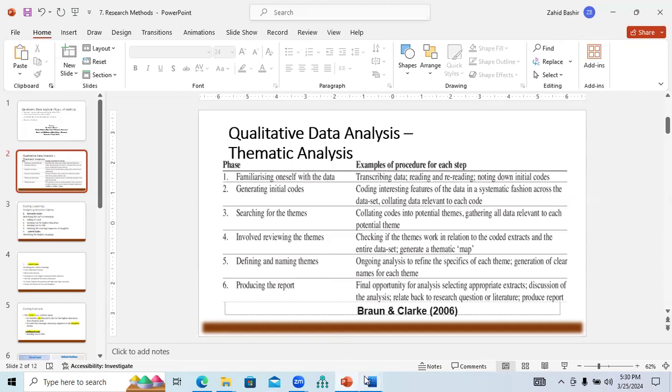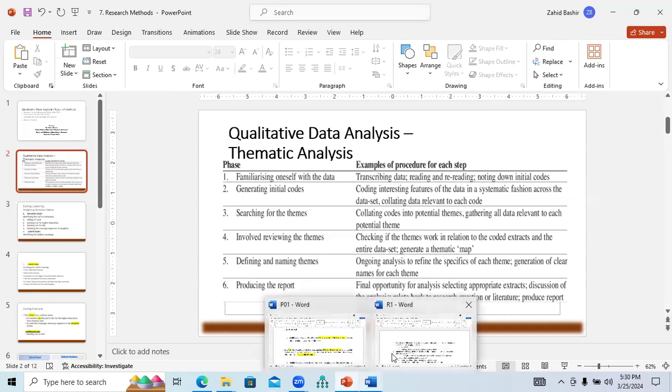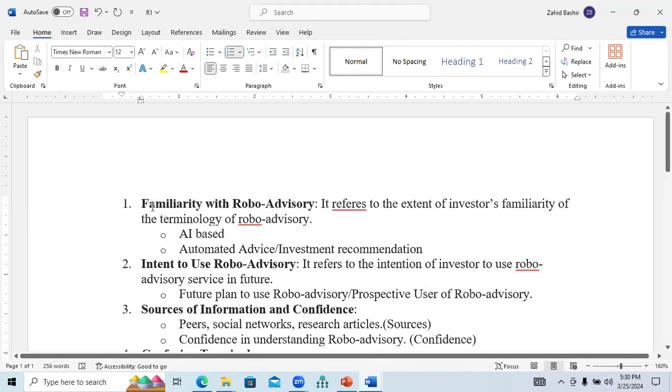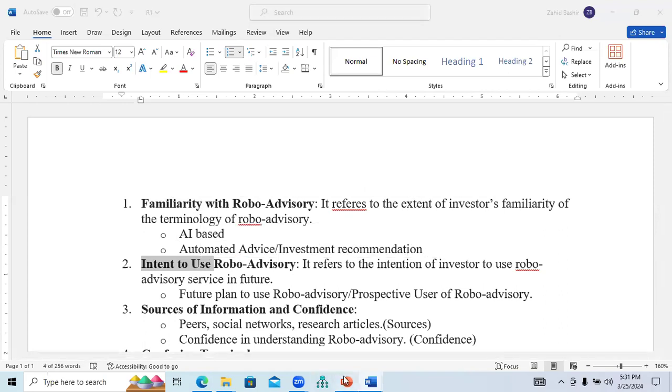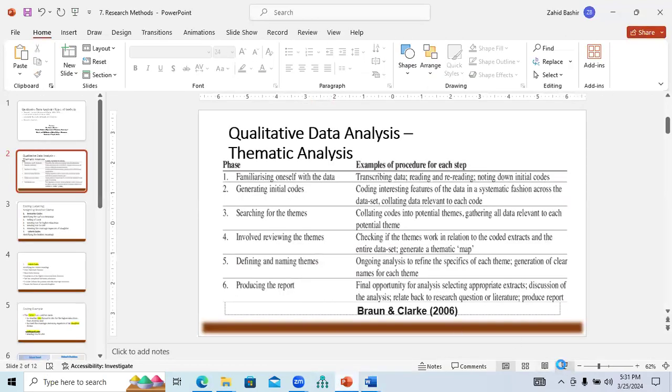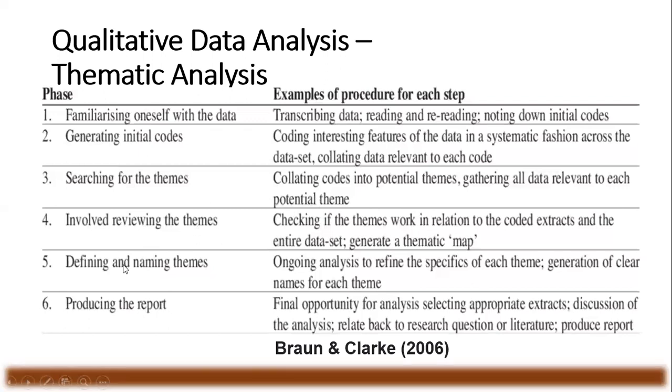You need to provide the name of a theme, like I may consider it familiarity. I may consider it intention to use. So you need to define your codes and you need to give some meaning to those codes. So it would be the fifth step. In the sixth step, you need to produce your report.